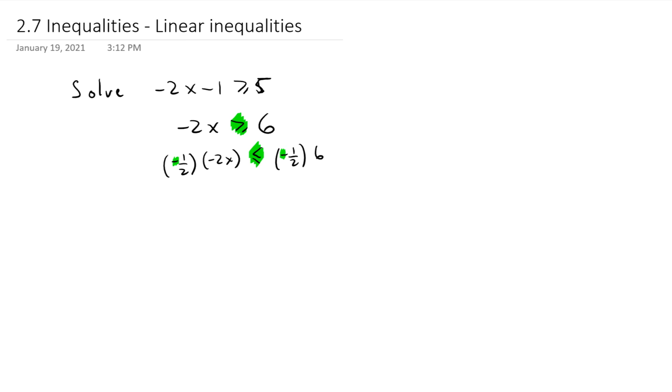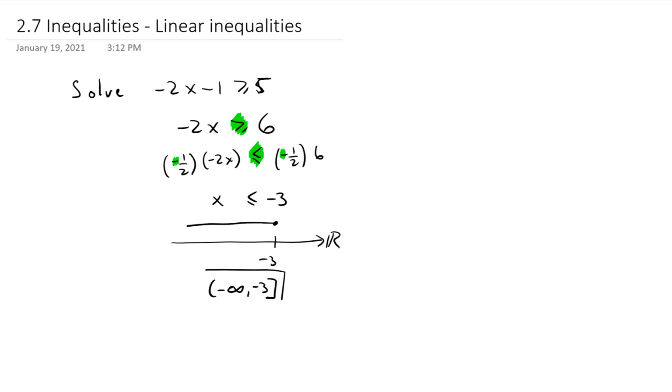Therefore, here I get x less or equal to minus 3. So this is my solution. Graphically it corresponds to this, and in interval notation, it corresponds to this. Normally we would write that for our answer. So this is solution number 1. I'm going to do it using a different way, solution number 2.